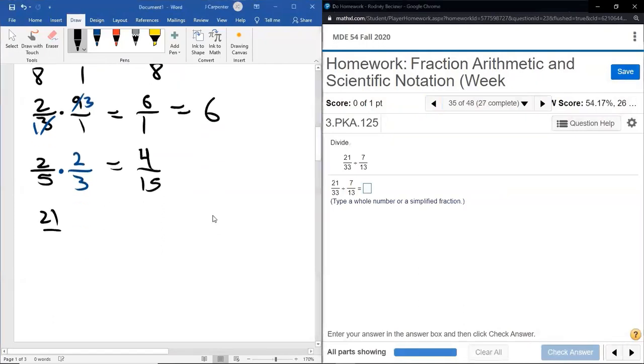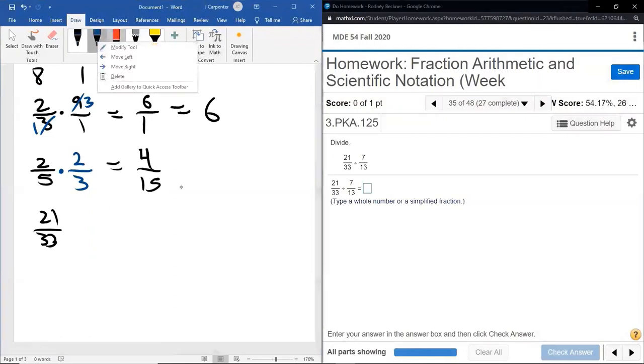So 21/33. That's a division, so we change it to, what's happening? What did I do? I clicked too many times. There we go. Times the 7/13 is going to become 13/7. All right, well, now we can reduce. 21 and 7, well, 7 goes into both of those. 7 goes into 7 once and into 21 3 times.